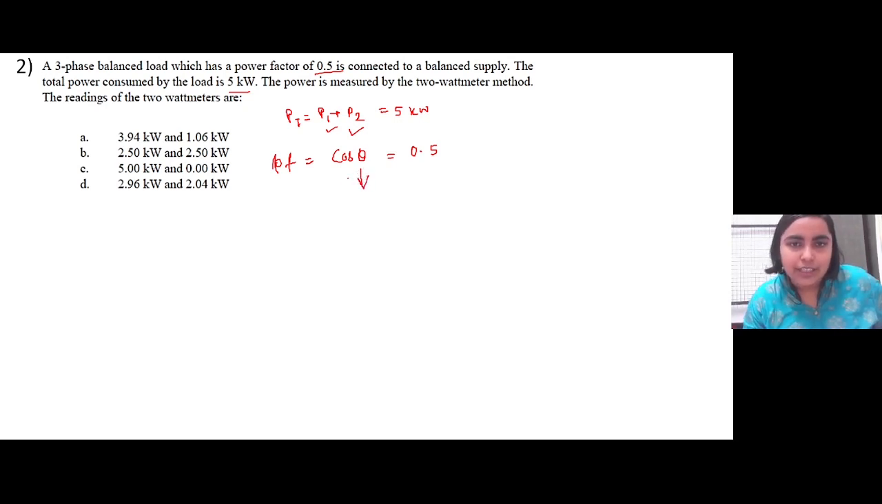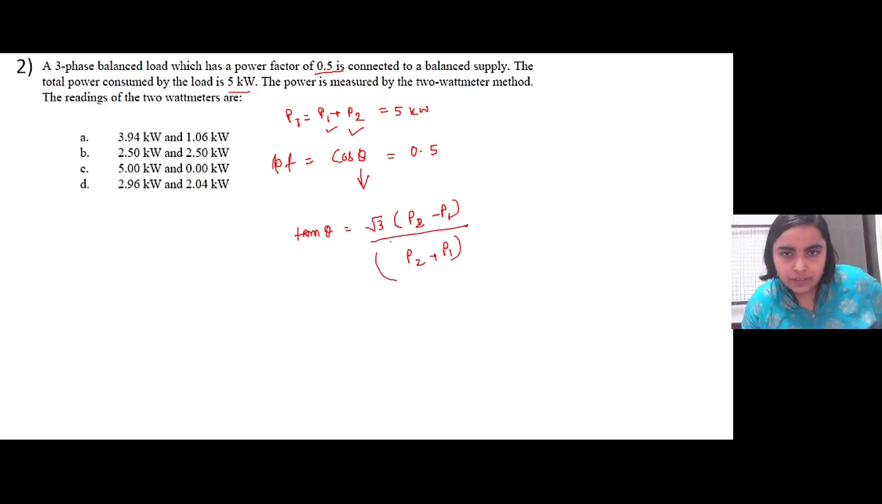Once we get theta, we can write tan theta equal to root 3 times (P2 minus P1) by (P2 plus P1). Then we have a relation with P2 minus P1, and we will have two equations and two unknowns. We'll be able to calculate it. So what is the theta value from here? Cos inverse of half, right? So it is 60 degrees.